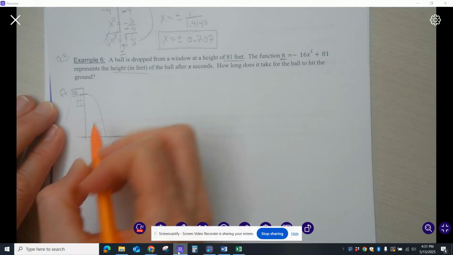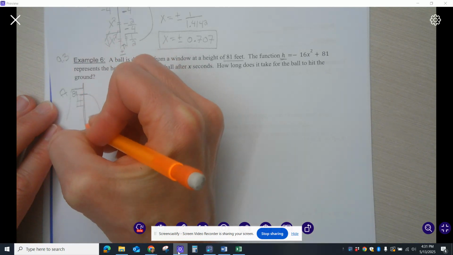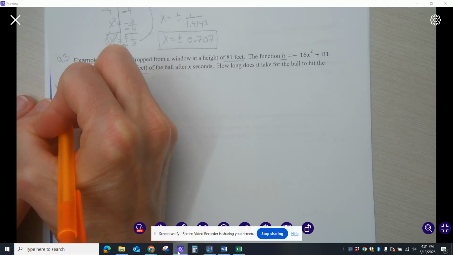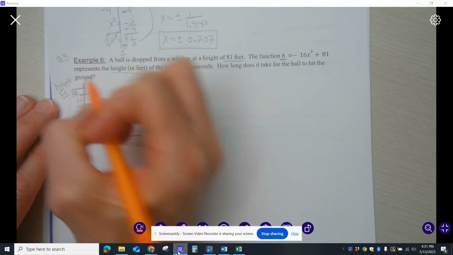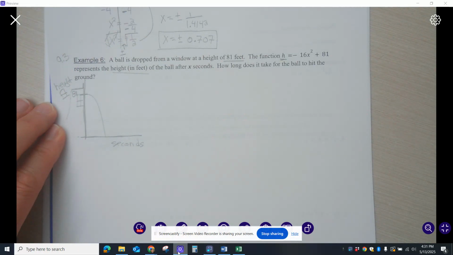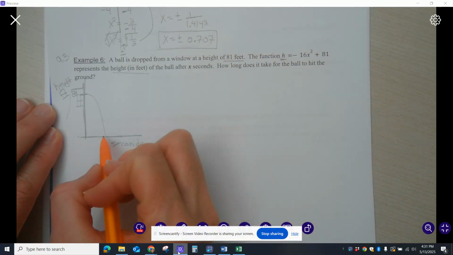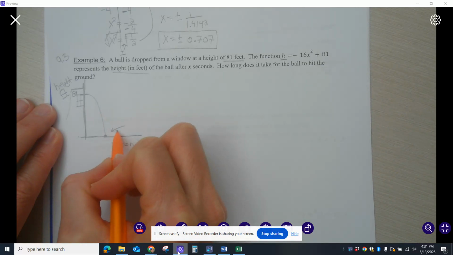So time is our independent variable, and height, H-E-I-G-H-T, which is feet, is our dependent variable, or our y value. Then it says, how long does it take for the ball to hit the ground? Okay, right there is the ball on the ground.